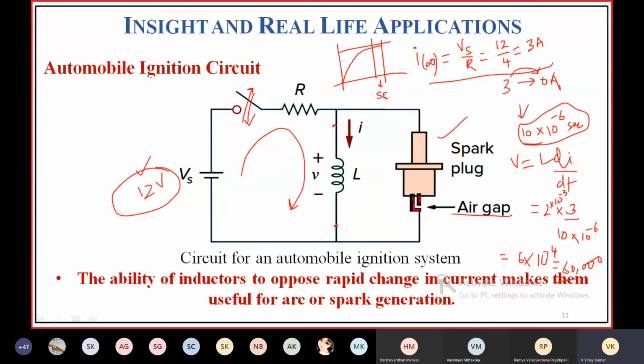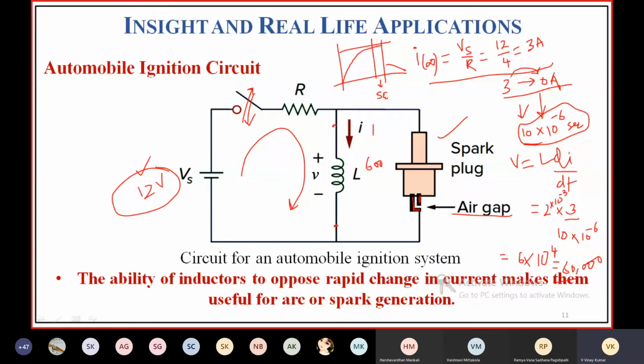When you open the switch, suddenly you are making the current go from 3 amps to 0 amps, taking this much time. V is equal to L di by dt: the change in current is 3 amps, and the change in time would be 1 microsecond or 10 microseconds. If you take 1 microsecond, then you are going to produce 6,000 volts across the inductor.